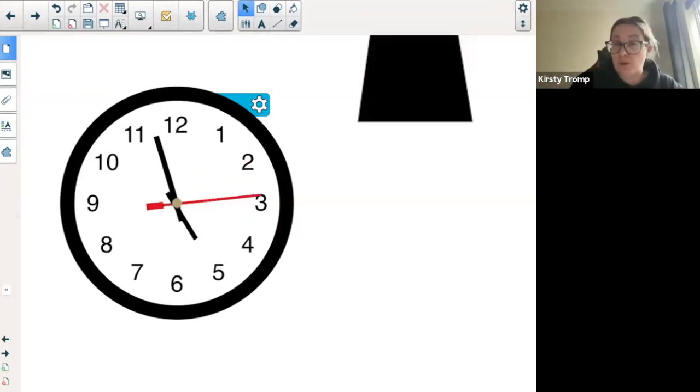A protractor, good. And what does a protractor actually measure, guys? Does it measure centimeters? What does it measure? What do you guys think? Good, it measures angles. Well done, guys, well done.